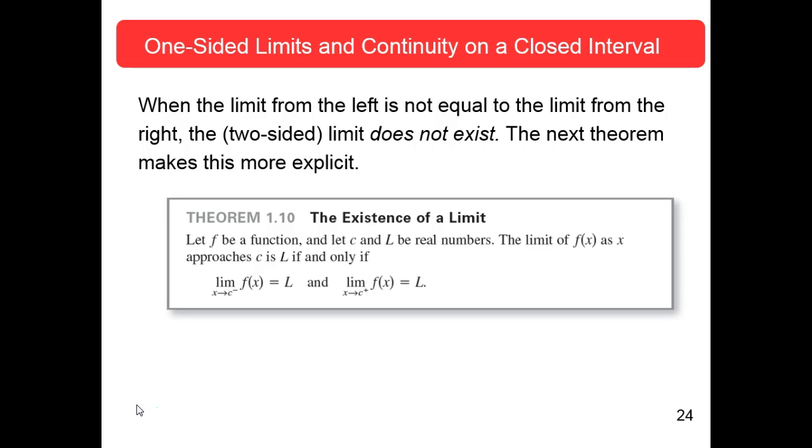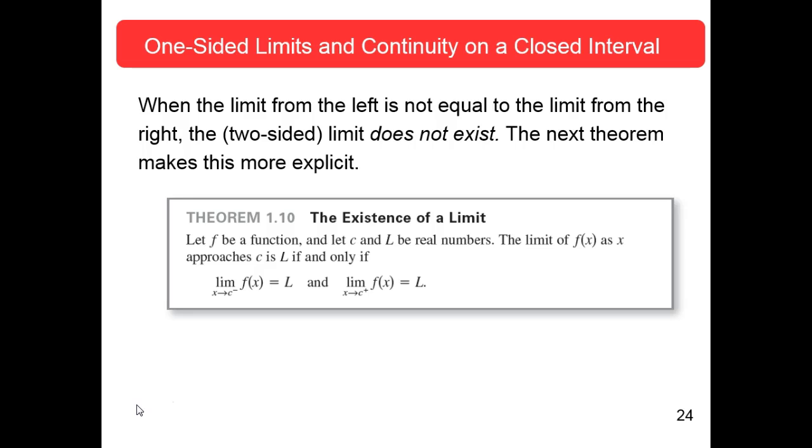All right. Any questions on anything we've done so far? Okay. So we talked about one-sided limits. Now let's see how that connects with continuity on the closed interval. When the limit from the left is not equal to the limit from the right, the two-sided limit does not exist. That's those situations where you have two values coming in different ways and you can't make them fit, an irremovable discontinuity.